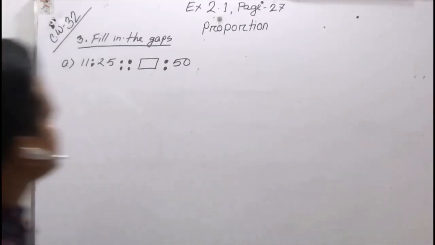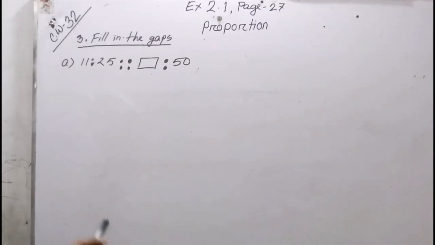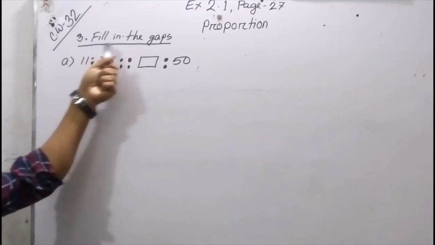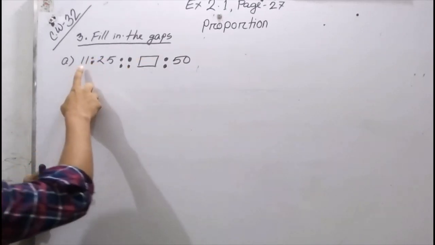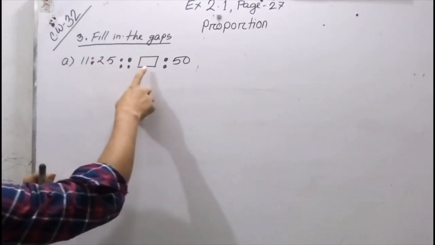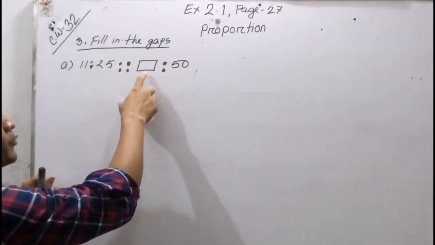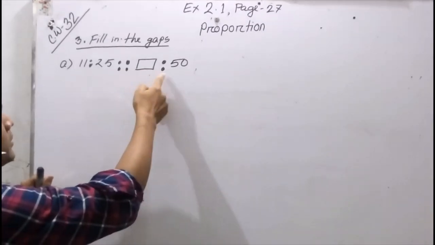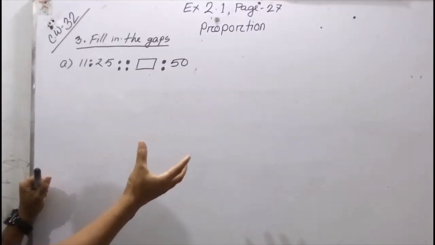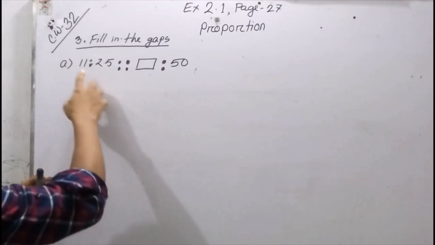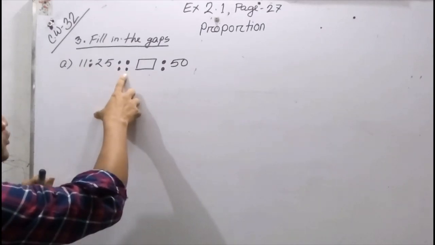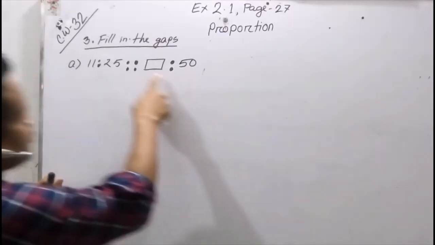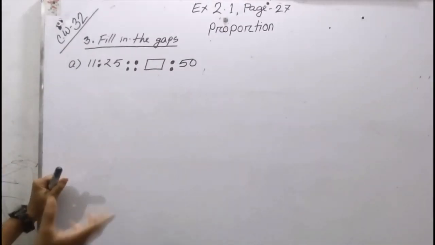By the statement I have given, we will solve this one. Here in number 3 it is given: fill in the gaps. 11 is to 25 proportion, this one is blank, so we have to find that quantity. And each quantity we can change in the proportion, right? 11 is to 25 proportion, this one is blank, and the gap is 50. So we have to find this one by that statement.